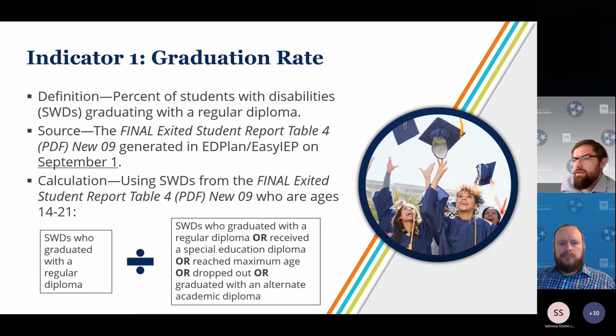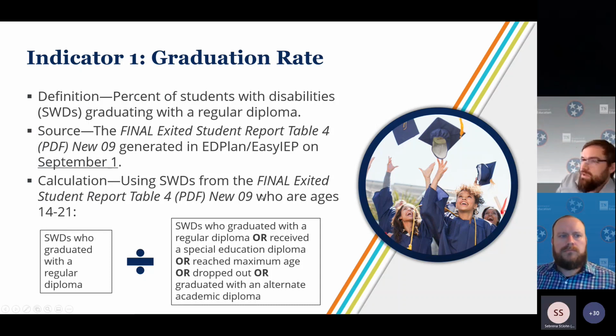And the way that is calculated is by using that exited student report, that final report, and looking at the numerator of the students with disabilities age 14 to 21 who graduated with a regular high school diploma. And then we divide that by the students who graduated with regular high school diploma, received a special education diploma, reached maximum age, dropped out, or graduated with an alternate academic diploma. So in other words, we're excluding some of the other exit reasons such as students who moved known to be continuing, transferred, or deceased, which are also included in the report but not counted as part of the denominator.